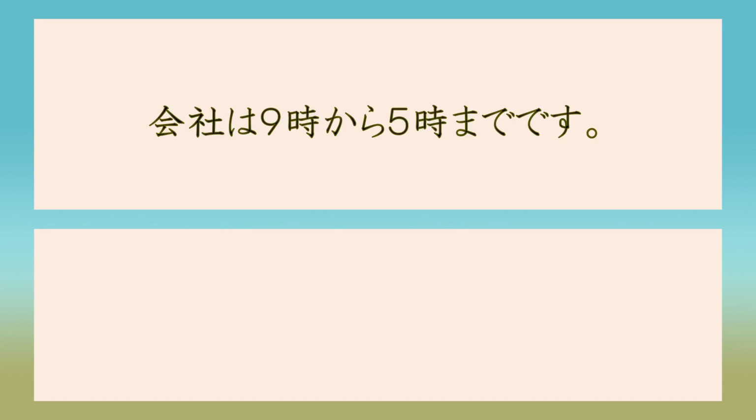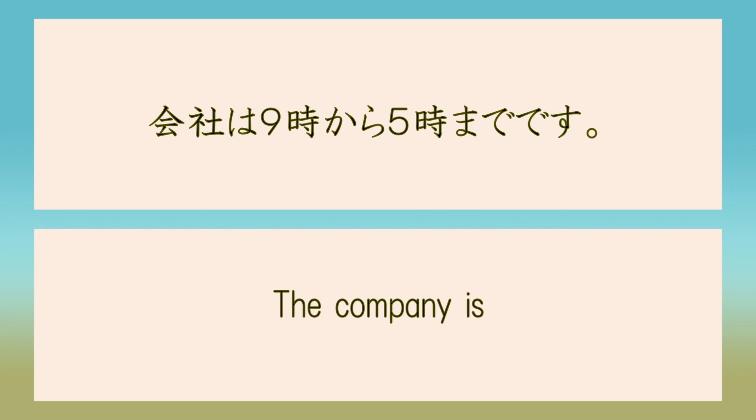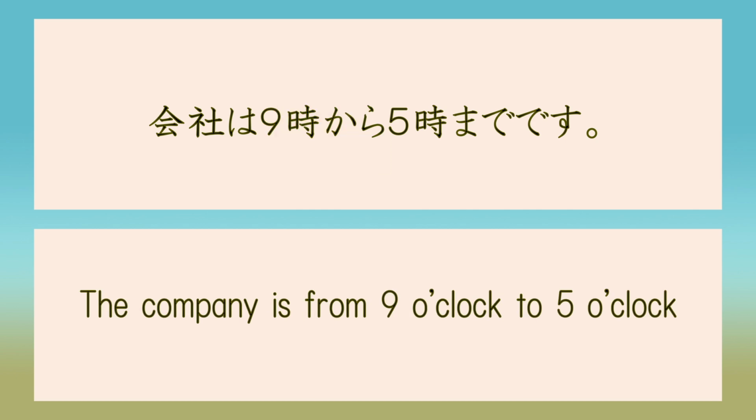Let's have a look at the next sentence. So, 会社は9時から5時までです。Okay, so now look for the topic, and the topic is 会社は, 会社, the company. And again, we look at the main verb at the end of the sentence, and we have desu. So again, let's use the be verb. So the company is. And then let's go backwards. So we have 5時まで, until 5. The company is until 5. And if we go backwards, we have 9時から, so from 9 o'clock. So the company is from 9 o'clock to 5 o'clock.